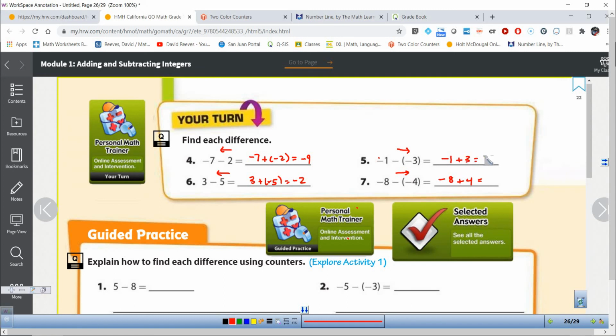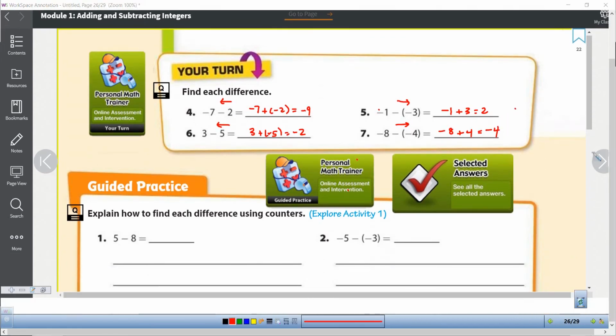Negative 1 plus 3. What do I have more of? I have more positives. How many more positives do I have? I have 2. And 8 negatives plus 4 positives. What do I have more of? I have more negatives. How many more negatives do I have? The difference between those two numbers is 4. So that is how you do integer subtraction on a number line, using counters, and just using this idea of adding the opposite.